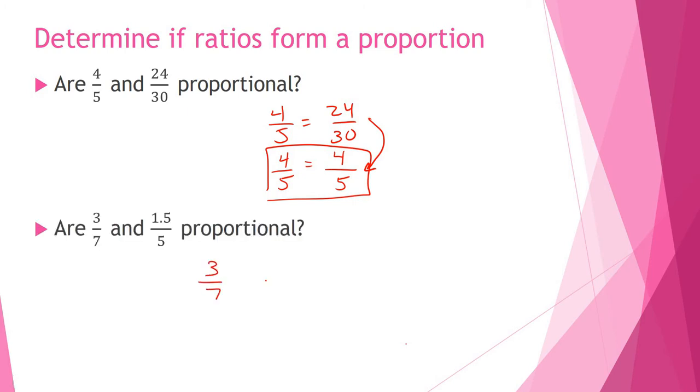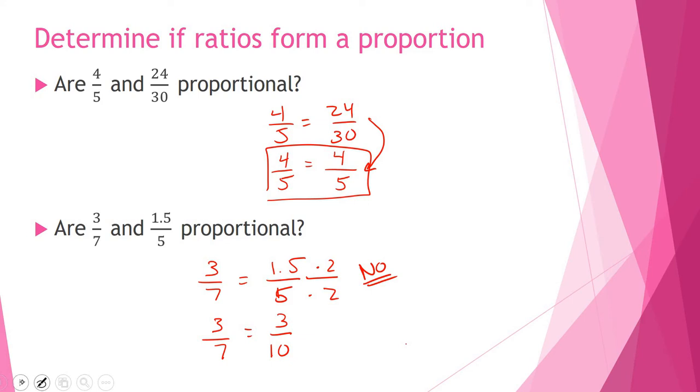Let's look at another one. 3/7 equals 1.5 fifths. Well, it looks like if I multiply this by 2, I will get the right numerator, but the denominator will not be the same. So these are not proportional.